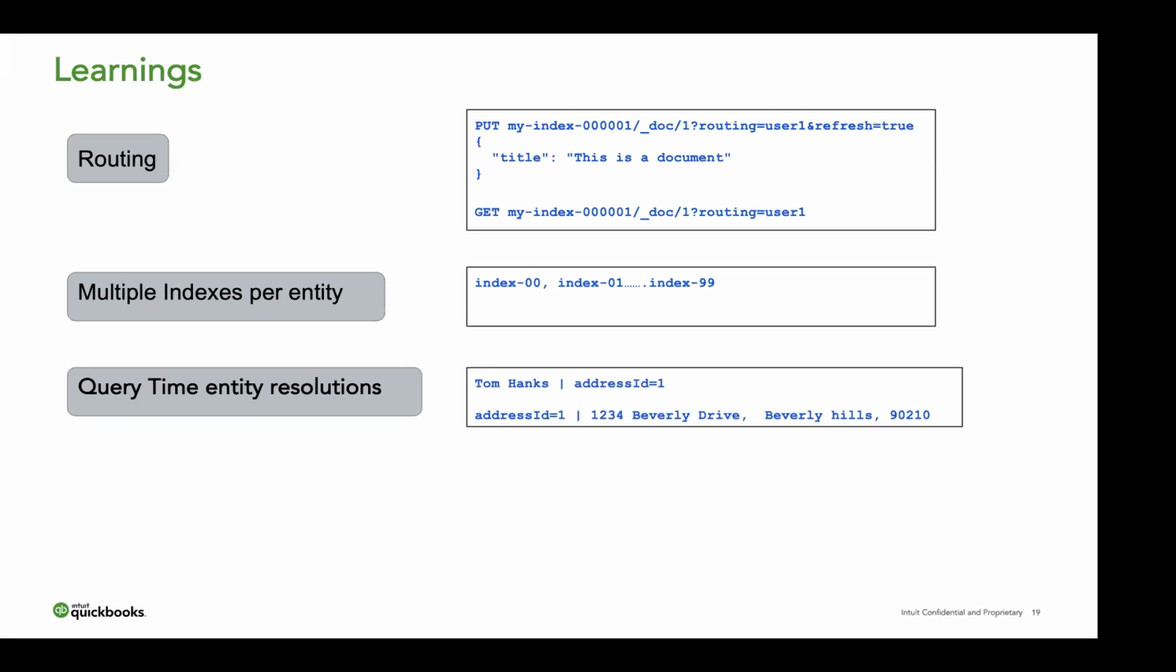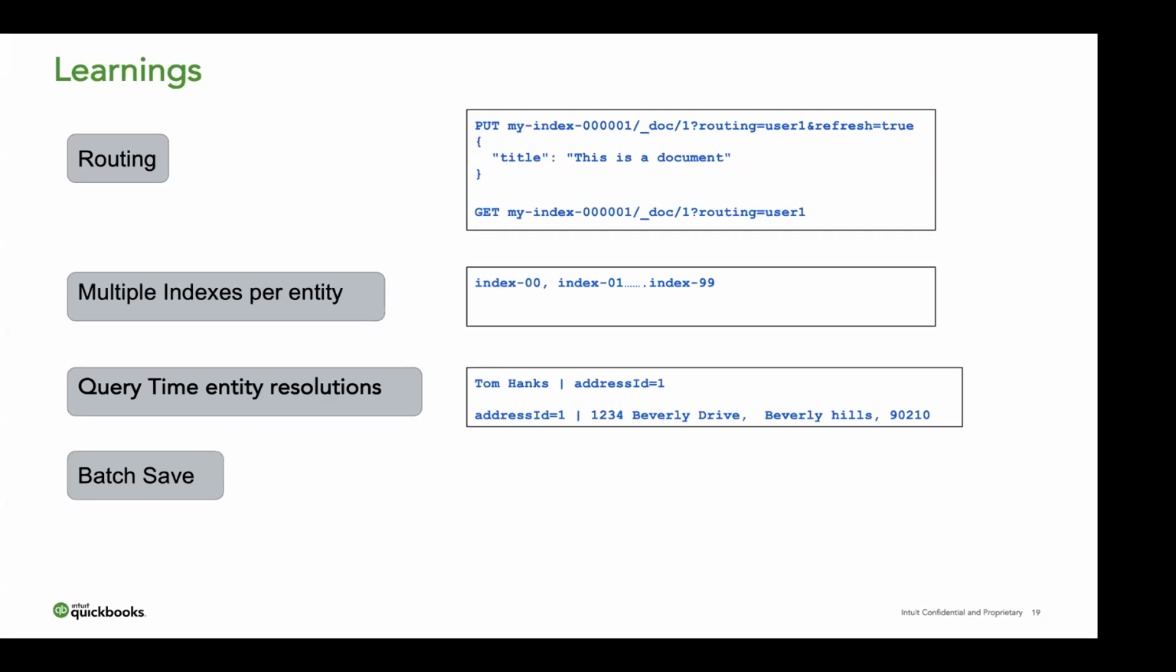So for example, in this case, if Tom Hanks has an address ID 1 and the address is a separate document in a separate index, at query time what we would do is first fetch the data for Tom Hanks, and then resolve, hey, what does entity address ID 1 stand for? In that case, we would fetch the address, which is 1234 Beverly Drive, and the API would provide a unified view.